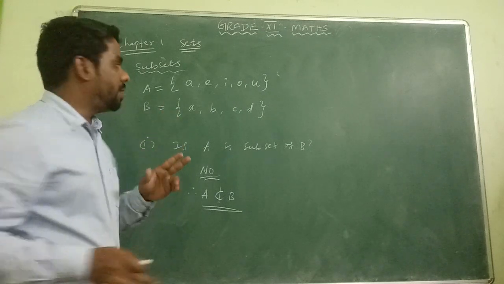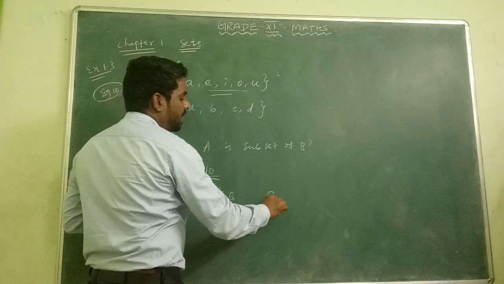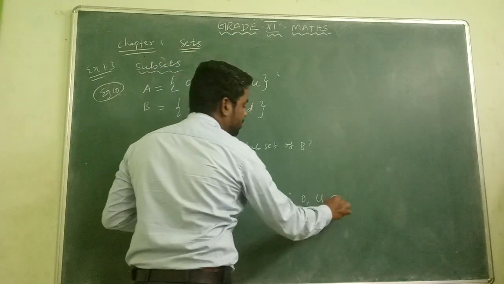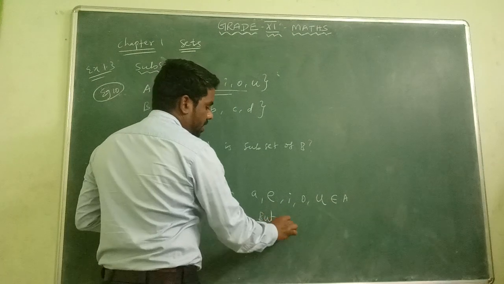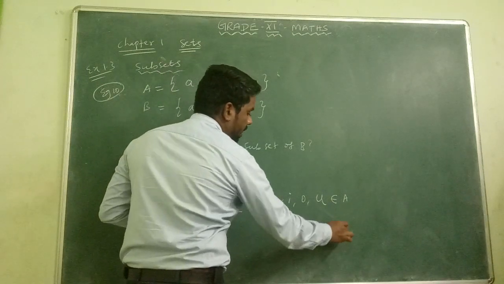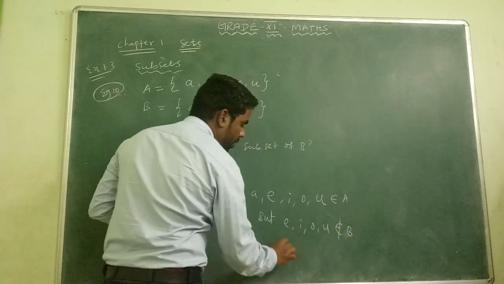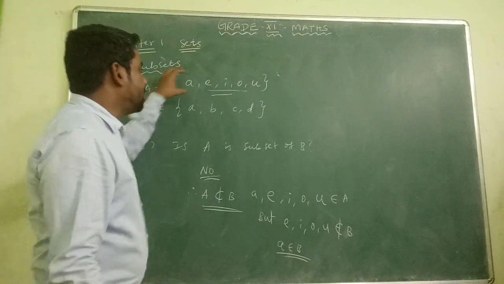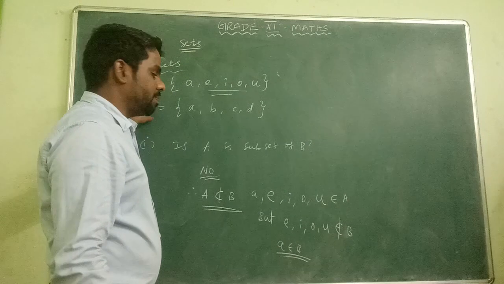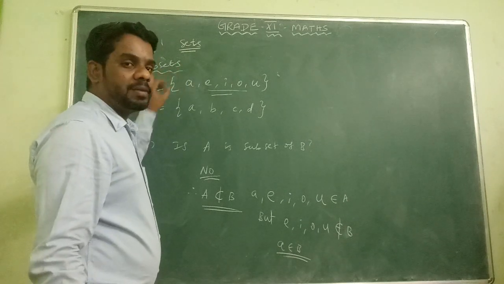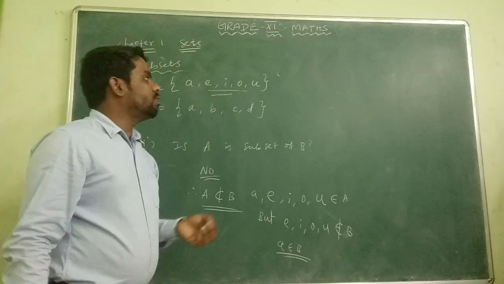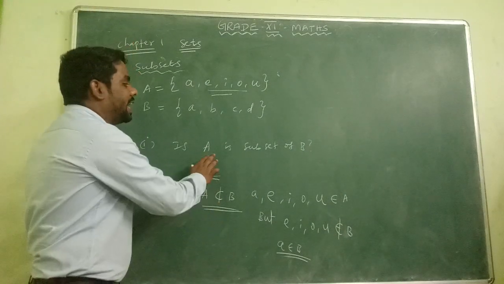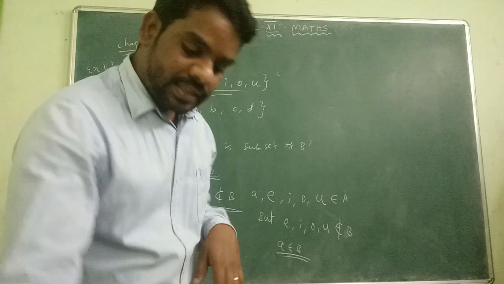The remaining elements E, I, O, U belong to A, but E, I, O, U do not belong to B. Here only A belongs to B. But the subset concept requires all elements in A to belong to B, and here only A belongs to both. The other elements E, I, O, U belong to A only, not to B. So therefore A is not a subset of B.